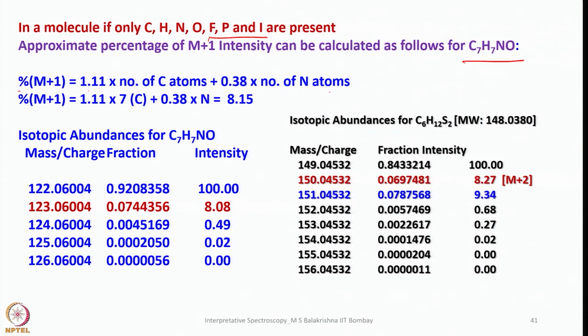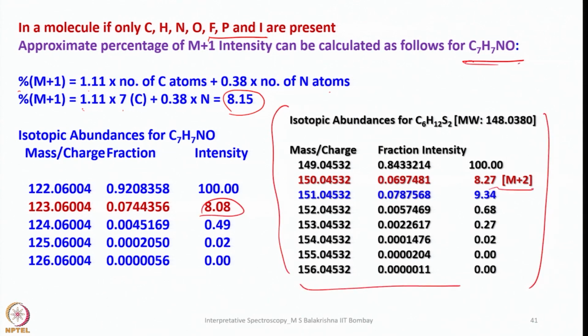So that means if we take the values given here, 1.11 into 7 and then 0.38 into N, it gives around 8.15. This comes very close to this value here. I simulated this one and obtained this data, and clearly it shows an M plus 2 peak here. So you can get the value calculated here, and we are getting 8.08.